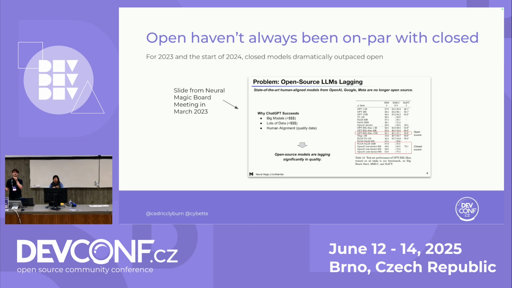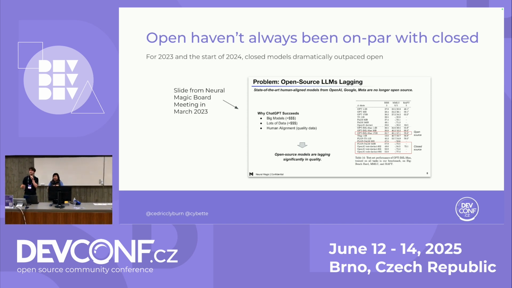A lot of us might have used open source models in the past. Things have changed a lot recently, but this was a slide from Neuromagic, which is a big contributor to vLLM, talking about why open source is lagging behind closed source when it comes to ChatGPT and other similar proprietary models. But things have changed, right, Carol?